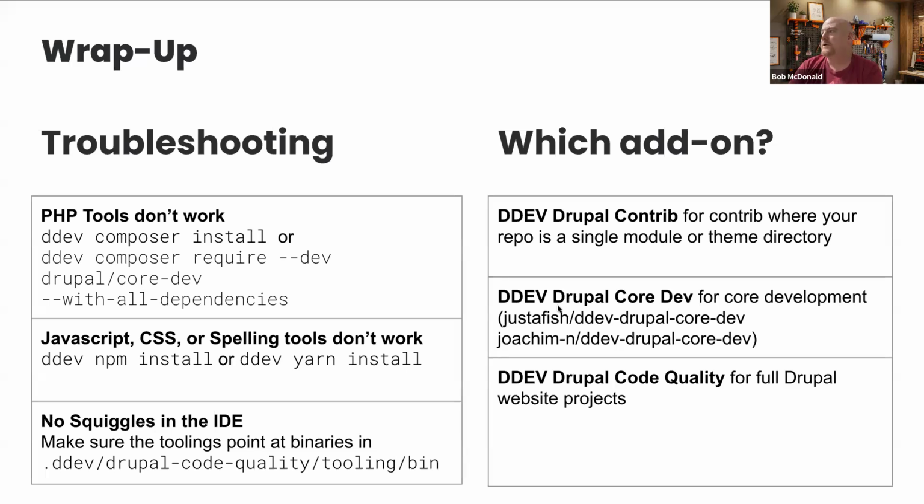And then finally, I wanted to point out that there are some other add-ons that do similar things for different scenarios. So if you're working on a contrib module, you probably want the ddev-drupal-contrib add-on. And if you're doing core development, you probably want one of these Drupal core-dev add-ons. I think Joachim's add-on is the more recent one. I think he took over maintaining it, but I could be wrong about that. Look at which one has more recent commits. And then if you're working on a full website project, that's when you'll want this one, the ddev Drupal code quality add-on.